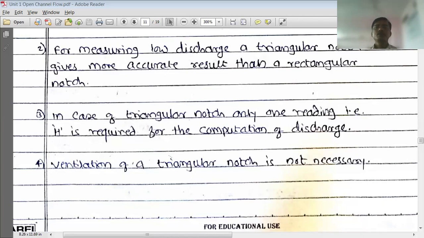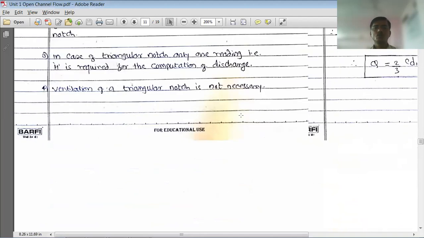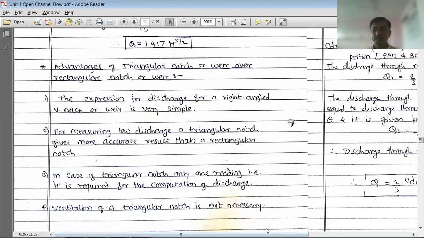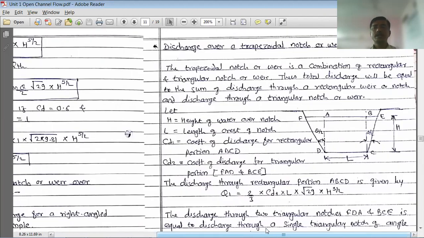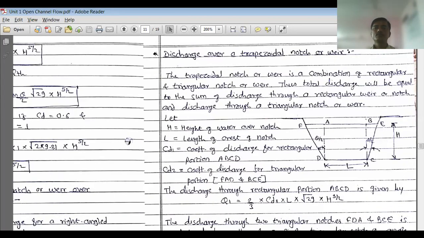So we have seen this point. Now let us move toward the next point, that is discharge over trapezoidal notch or weir. Based upon the shape of the opening of the notch, we have classified the notches as rectangular, triangular, and trapezoidal.